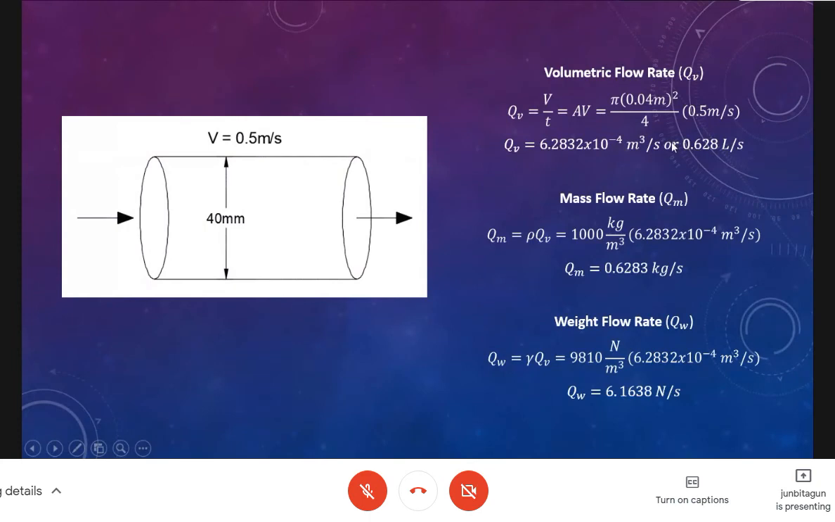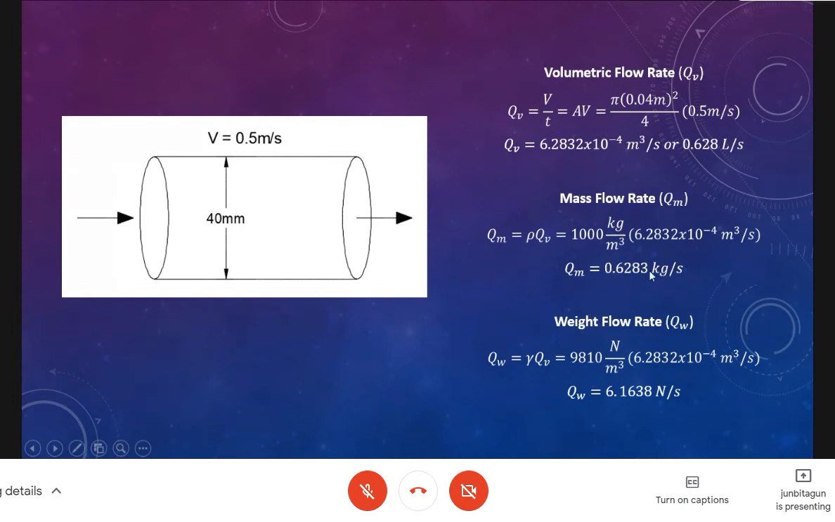Okay, so let me repeat, 1 cubic meter is equal to 1,000 liters. So that is times 1,000 in this situation. Now, for the mass flow rate, we can just multiply rho with the Qv, and the rho we'll take would be in kilograms per cubic meter. So in this case, we can now get the mass flow rate as 0.6283 kilograms per second. So it's in kilograms, the mass flow rate.